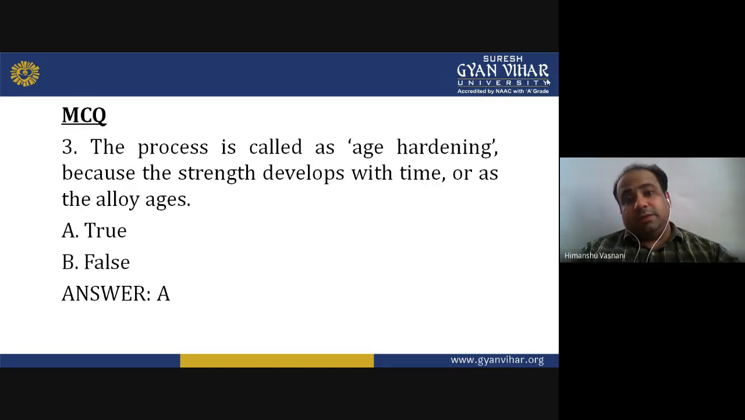Now the process is called age hardening because the strength develops with time, or the alloy ages. As the term says, age hardening or precipitation hardening means that something is developing with time or with age. Since the word hardening is used, strength is developing with time as the alloy ages. So this is true.